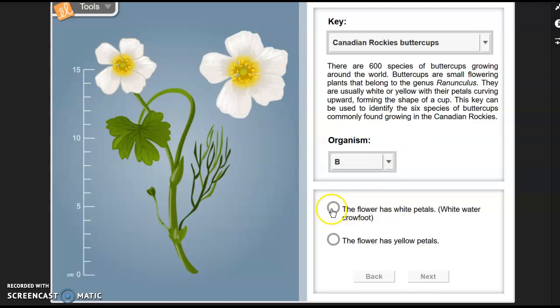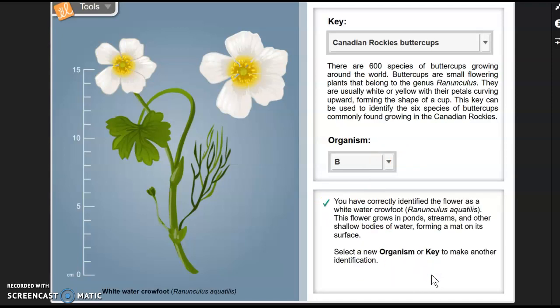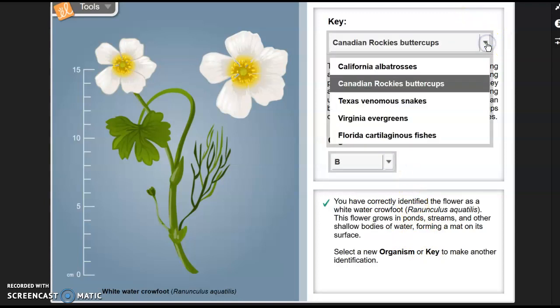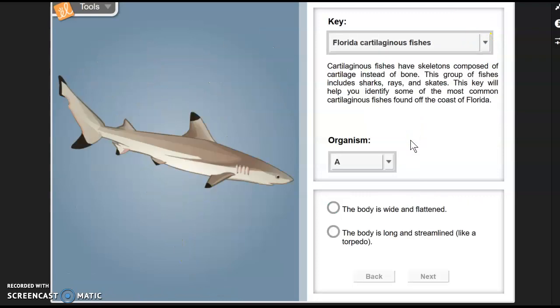Clearly it has white petals. And sometimes that is all you have to do, is just go through one identification and it's going to narrow it down to the whitewater crowfoot. Right? It tells you a little bit about where it grows. Let's try one more. Well, let's move to another type, let's do a fish.